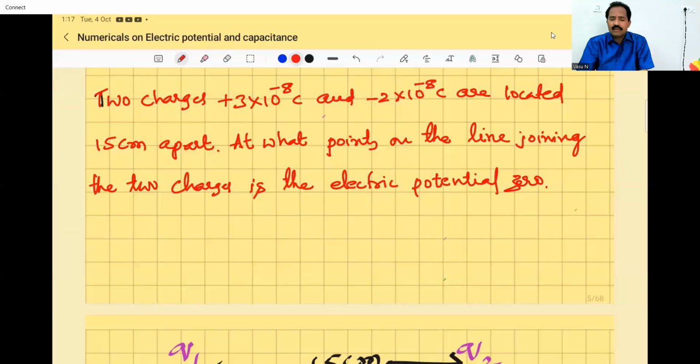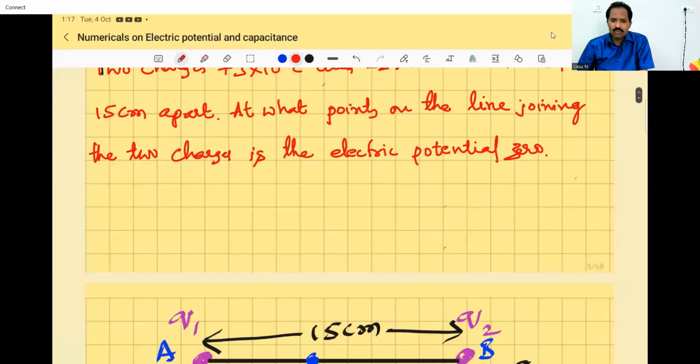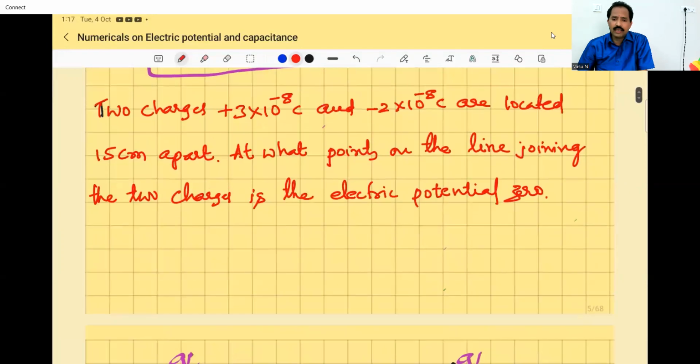Let me write down the data given. Look at the question. Two charges. One charge is 3 into 10 power minus 8 coulomb. Let me write it as Q1. And another charge is minus 2 into 10 power minus 8 coulomb.